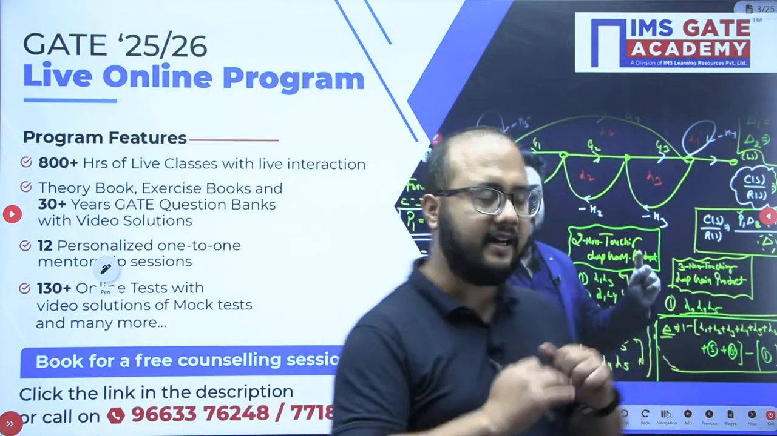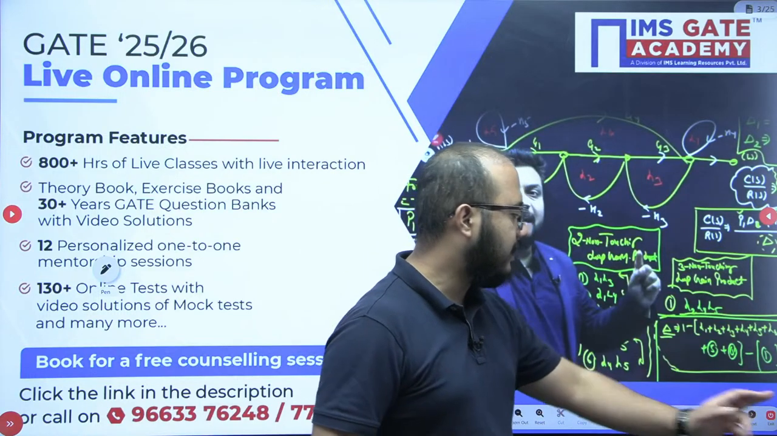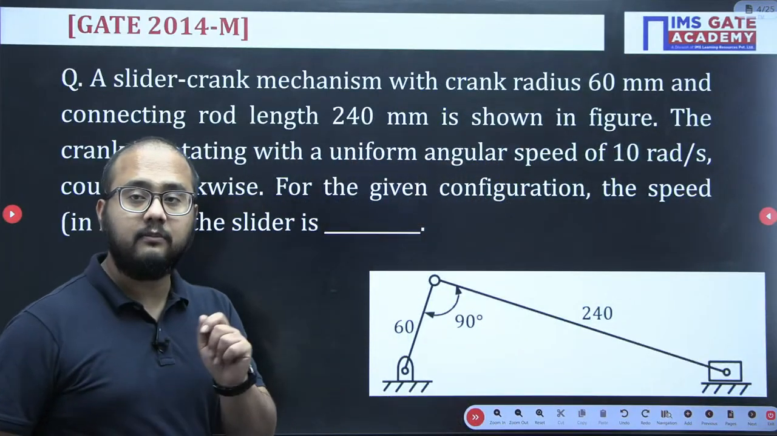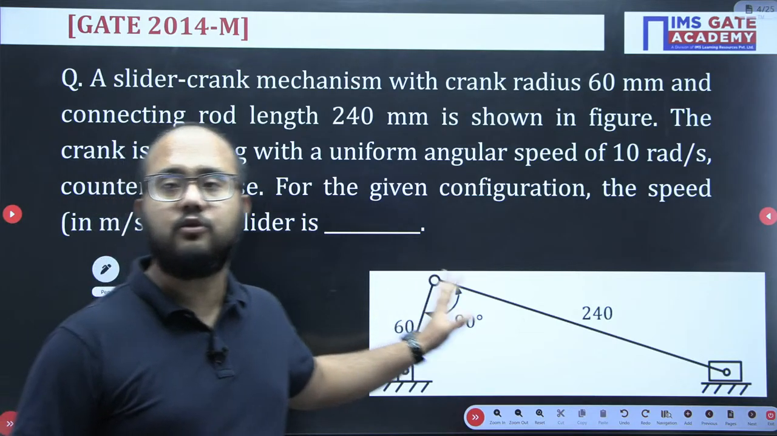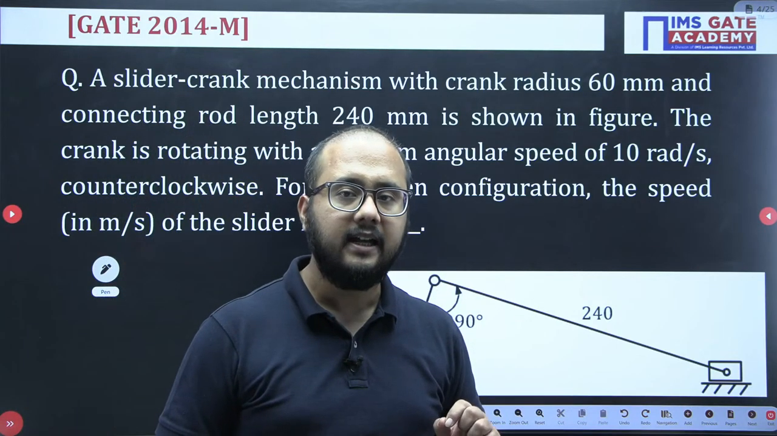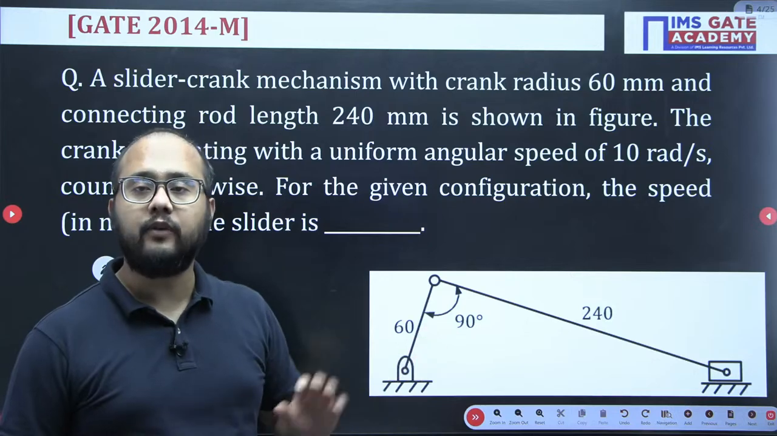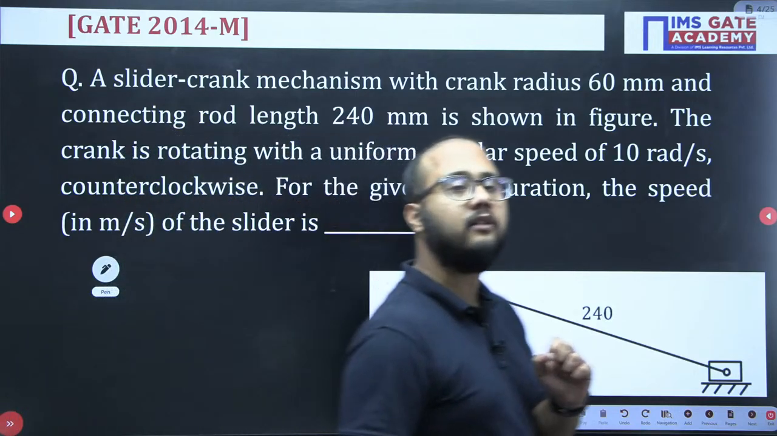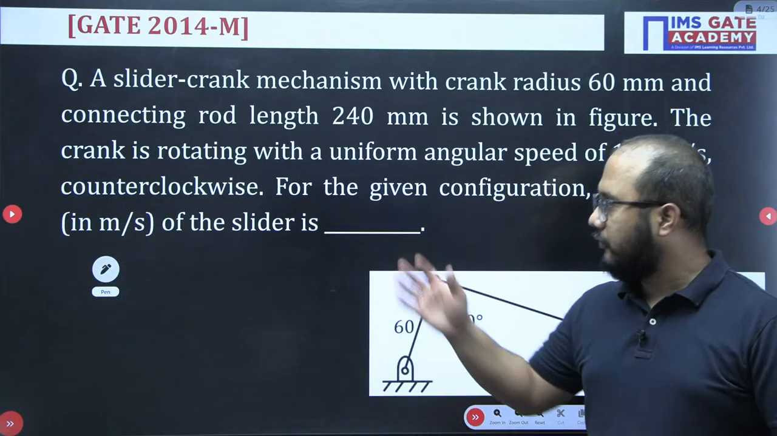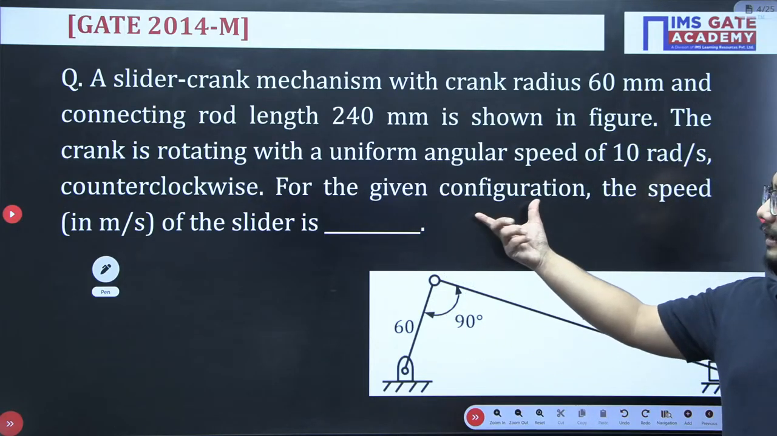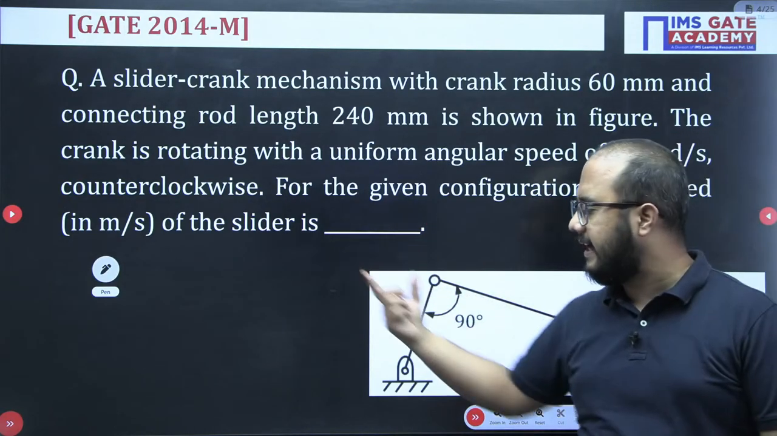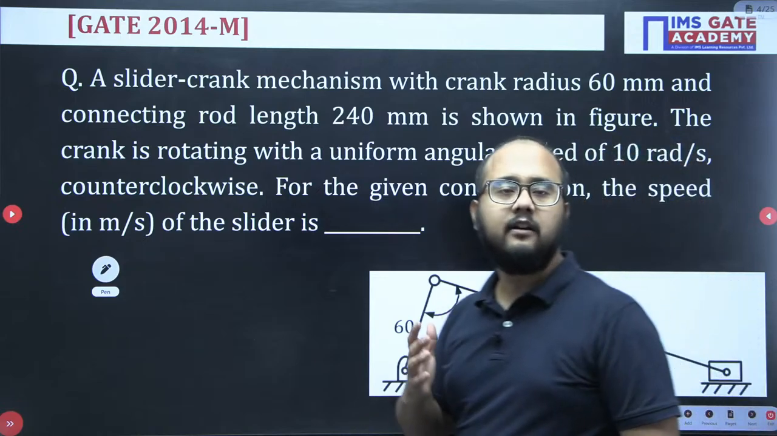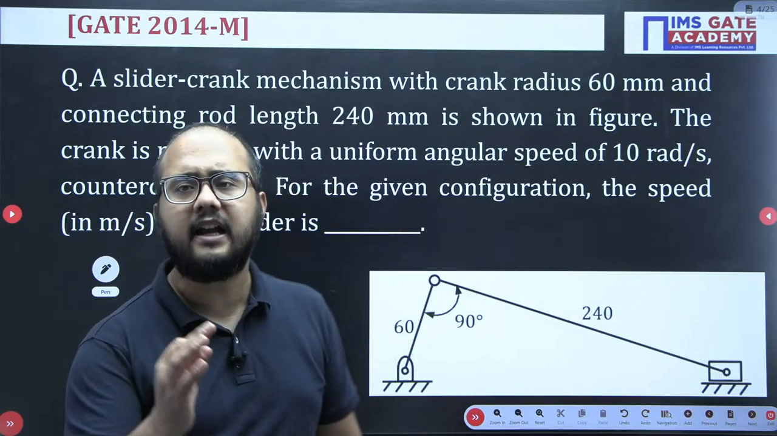Now we will start our session with the dynamics analysis part. But before that, if you remember, in the last session I gave you this question as homework, where you need to calculate the velocity. For the given configuration, they are asking for the speed of the slider, and we have written the direct relation.